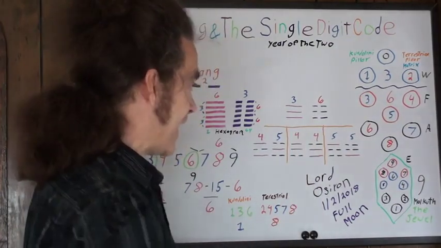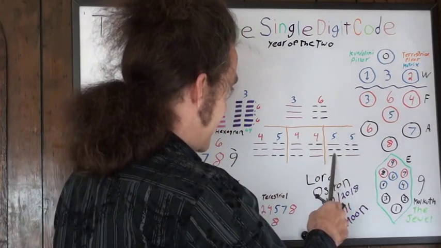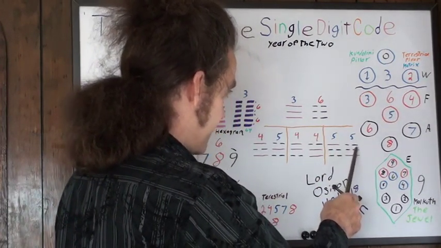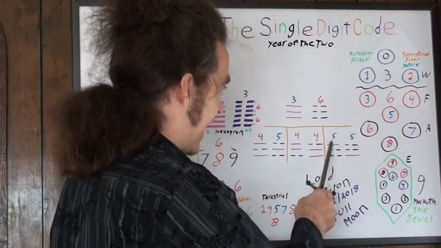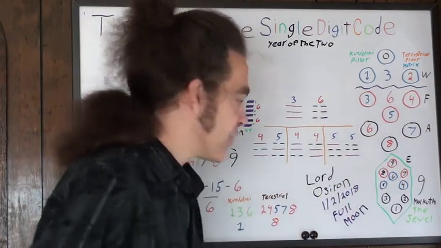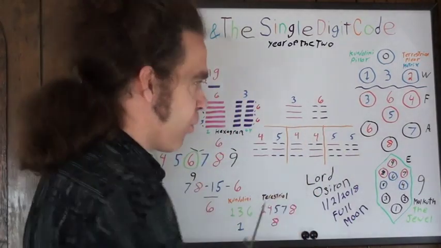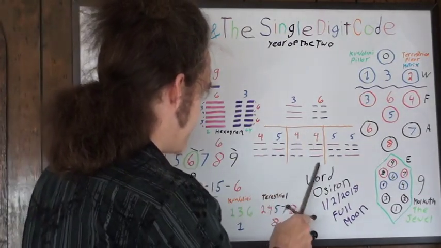And then the last pairings are 2 yang and 1 yin on this side, and the other side is the exact reverse of that, with 2 yang up here and 1 yin. And these are comprised of 5 lines each. So the single digit code is validating this as the order, the proper order of the trigrams. So it's going to go 1, 2, 3, 4, 5, 6, 7, and 8.